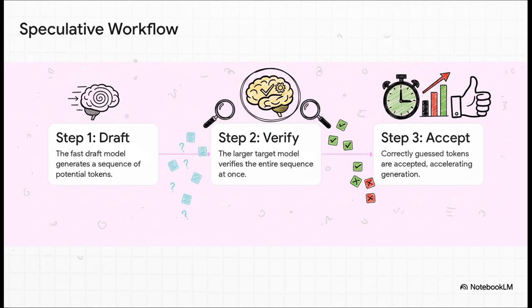The whole workflow is just beautiful. First, the speedy little draft model just spits out a chunk of text. Second, the big model looks over that whole chunk in a single forward pass, which, by the way, is way faster than generating each token itself. And third, every token the big model agrees with is accepted. Boom! You've just jumped ahead in the conversation.